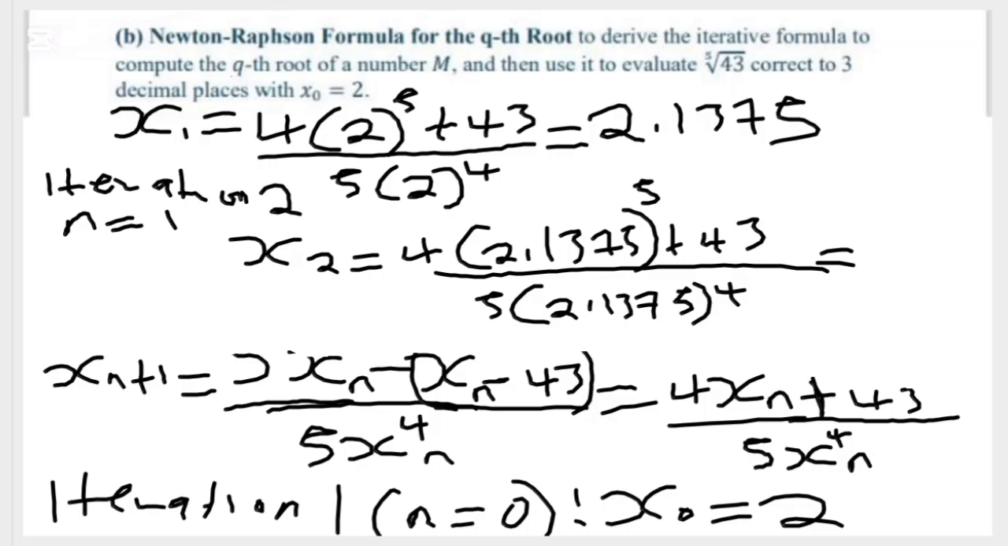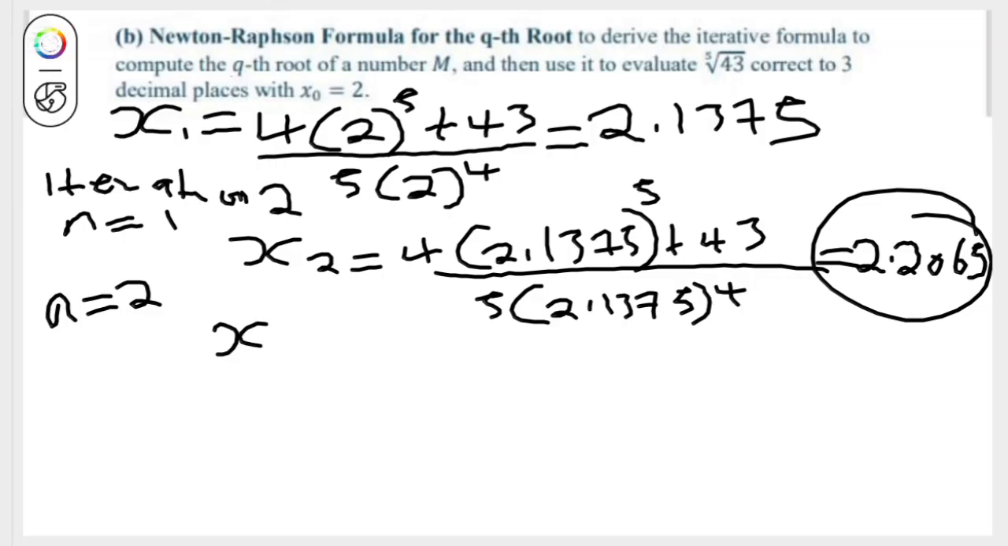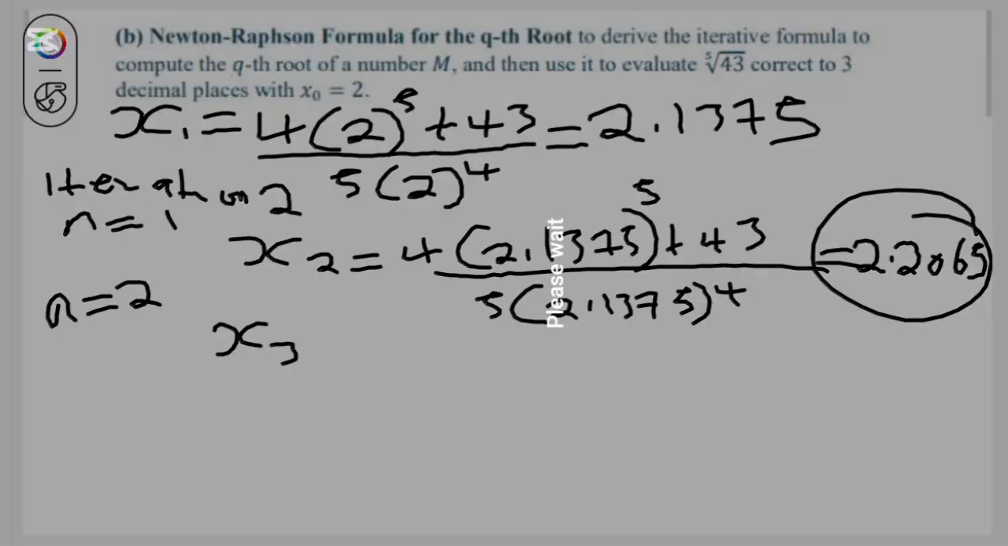So at the end I'll get 2.20665 as my second iteration. So therefore I am moving to iteration 3. So moving to the third iteration, when n is equal to 2, and our x2 is this.